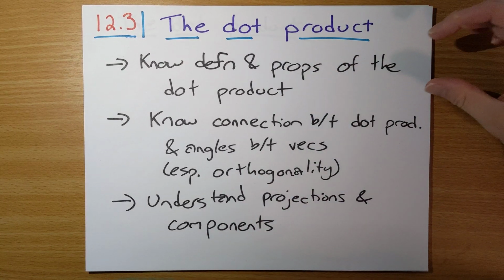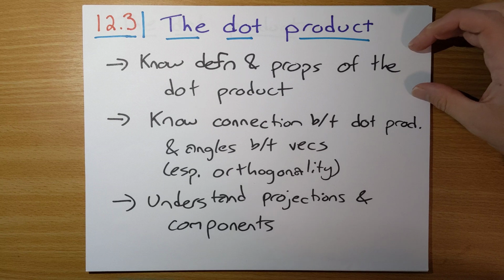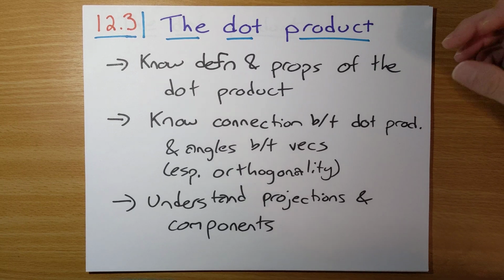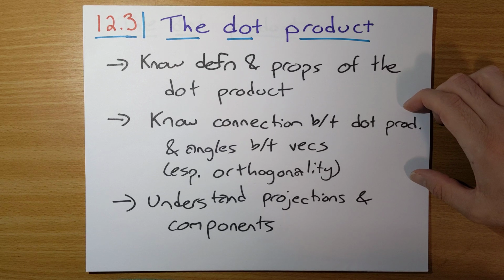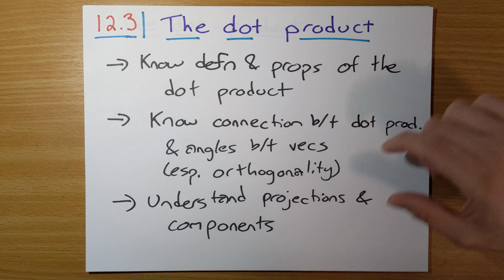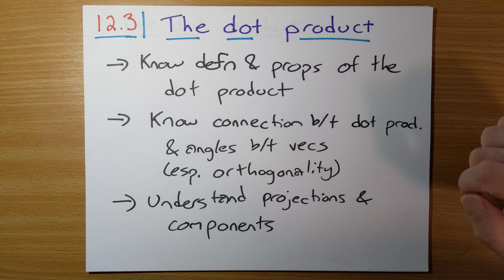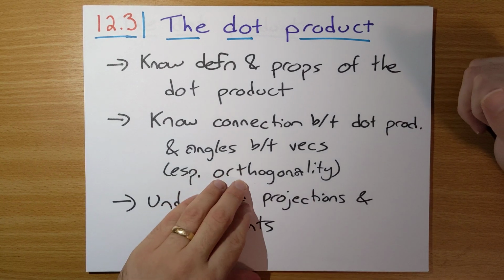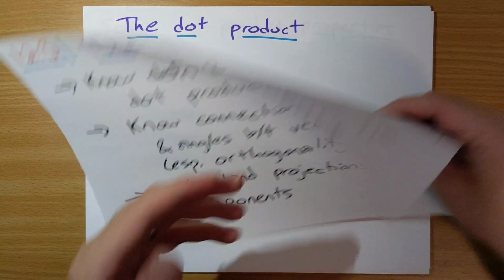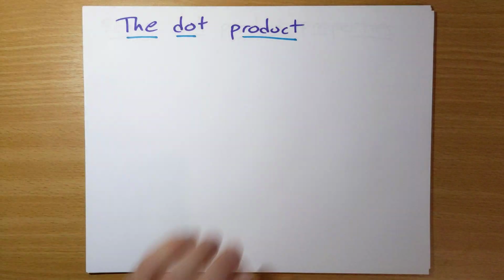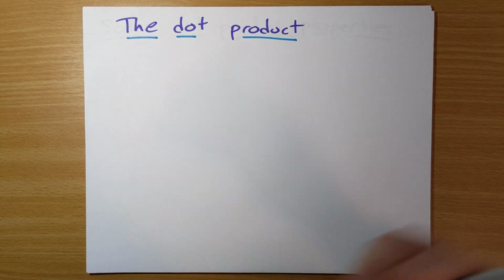Here are some learning goals. You should know the definition, you should know the properties of a dot product, and you should be able to calculate dot products. We'll also talk about connections between the dot product and angles between vectors. And at the end, we'll talk about projections and components. Okay, so what is the dot product? Our first way to multiply vectors together.